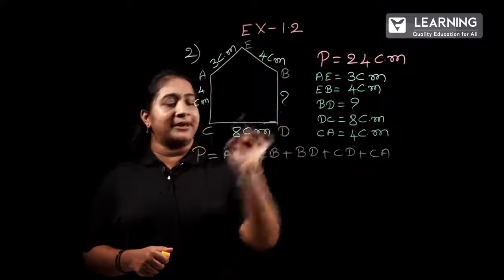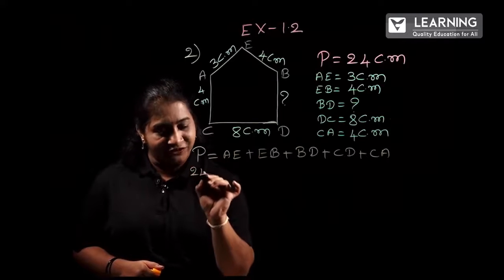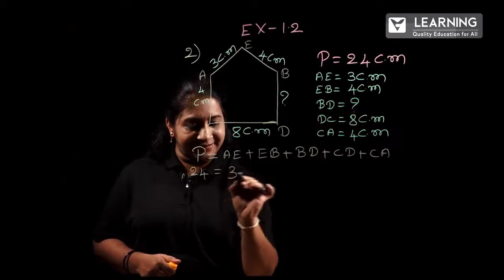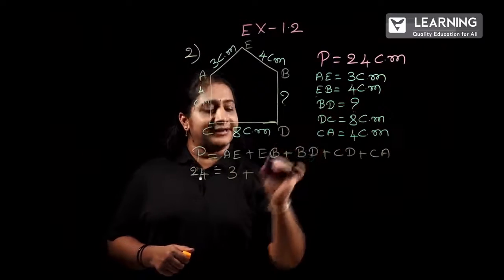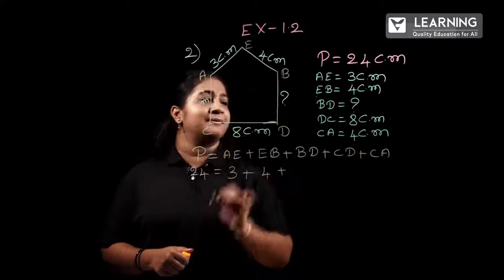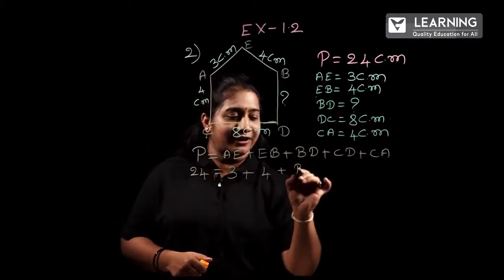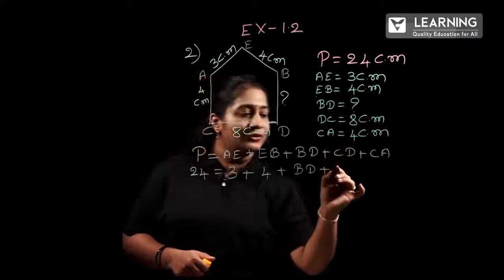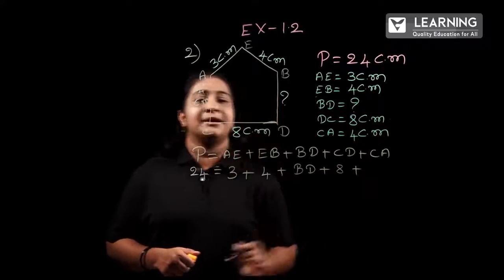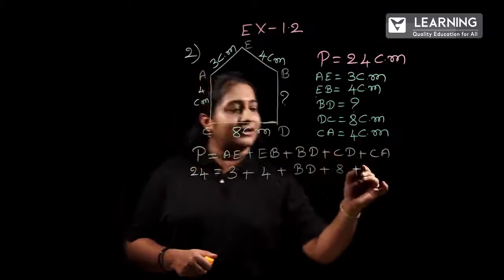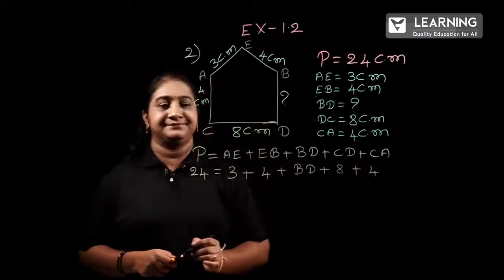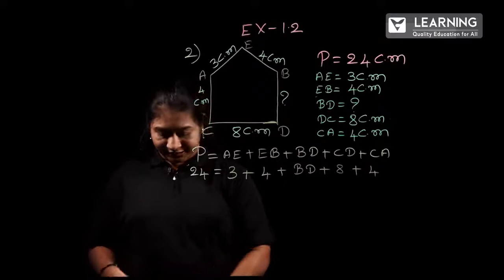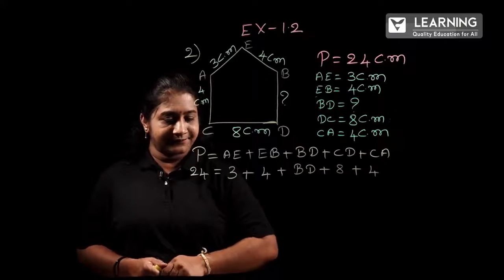What is the value of P? P is 24, equal to AE is 3 centimeter plus EB is 4 centimeter plus BD, which we have to find out, so keep BD as it is, then CD is equal to 8 centimeter plus CA is equal to 4 centimeter. Then add the values. Keep 24 as it is.